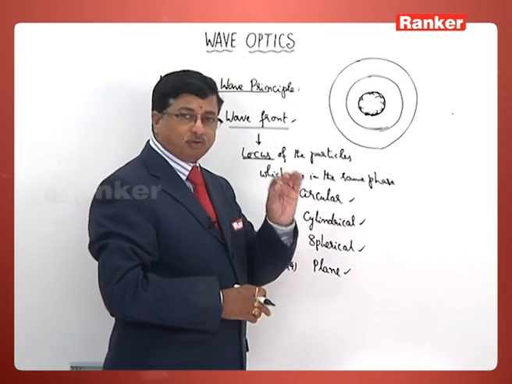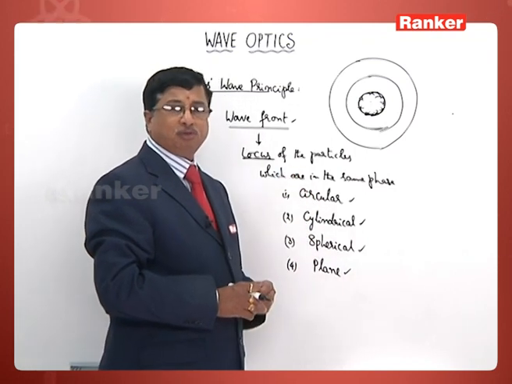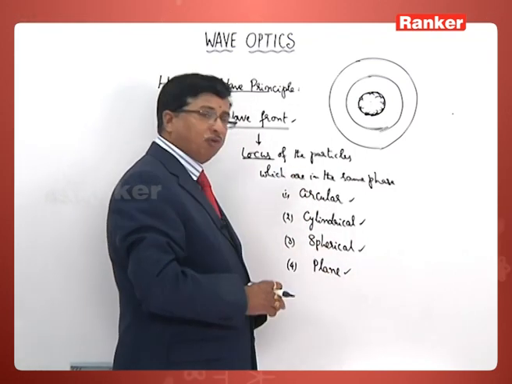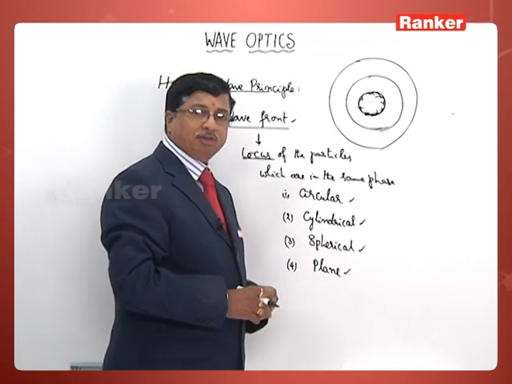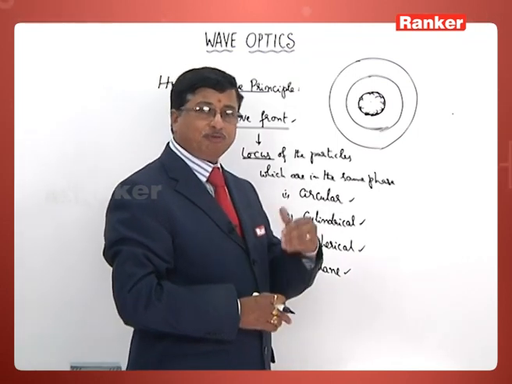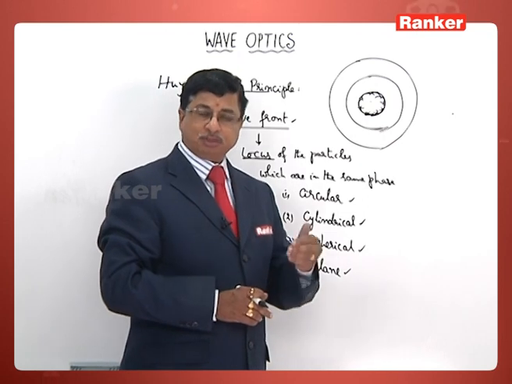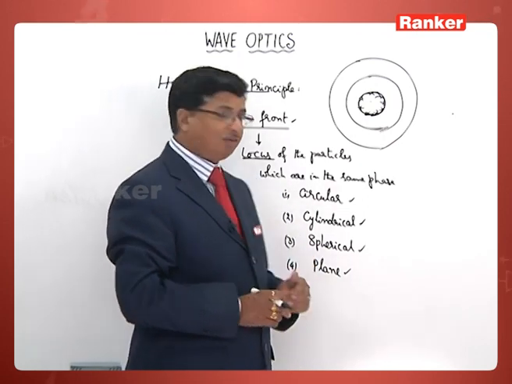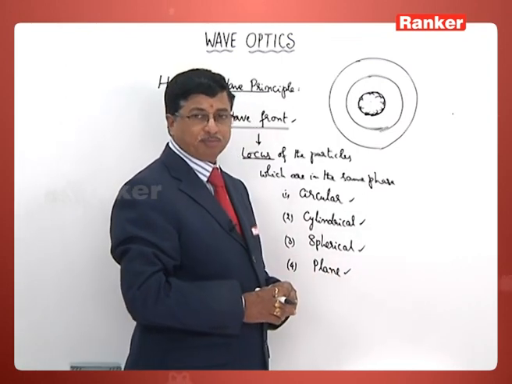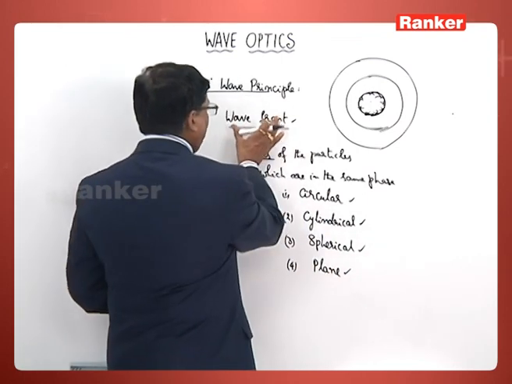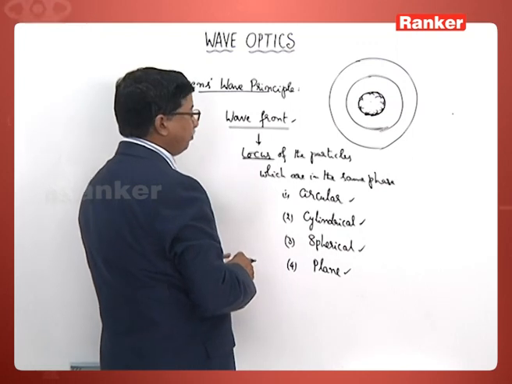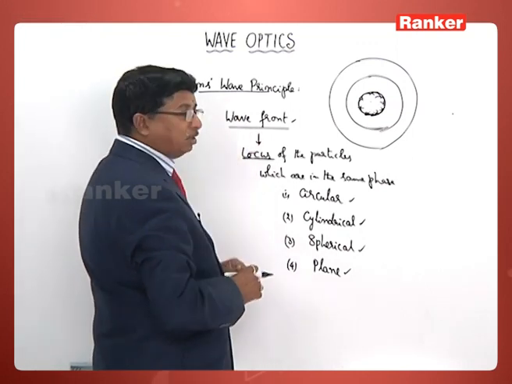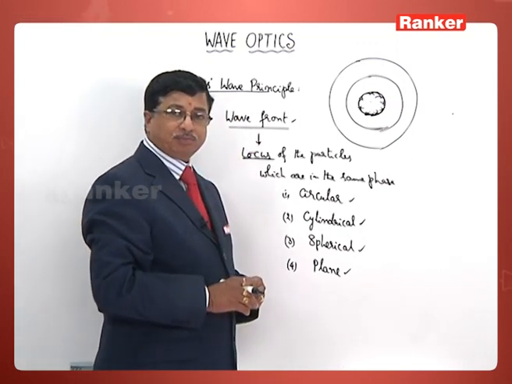A point source in space used to provide us a spherical wavefront, and the light reaching the earth from infinite distance, like from the sun or the stars, definitely provides us a plane wavefront. So this is what is called a wavefront. But what is the principle given by Huygens?